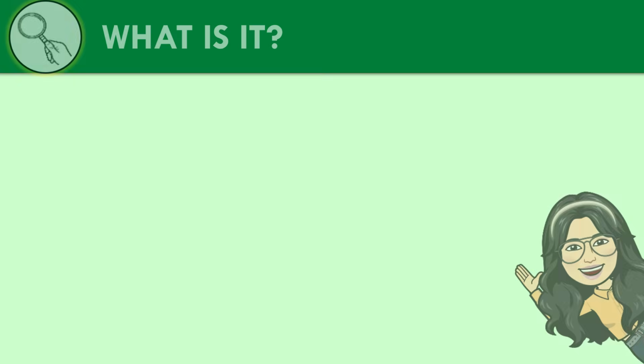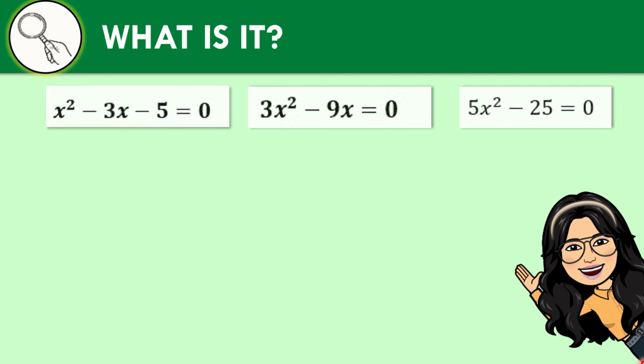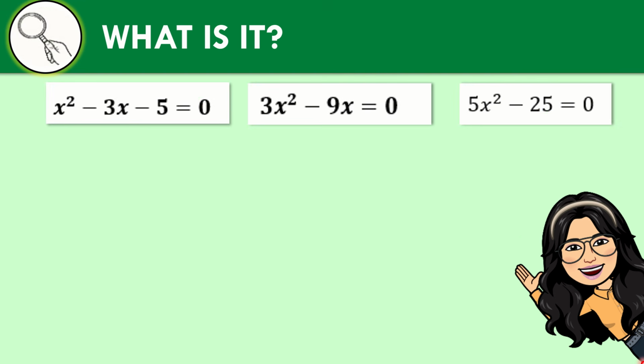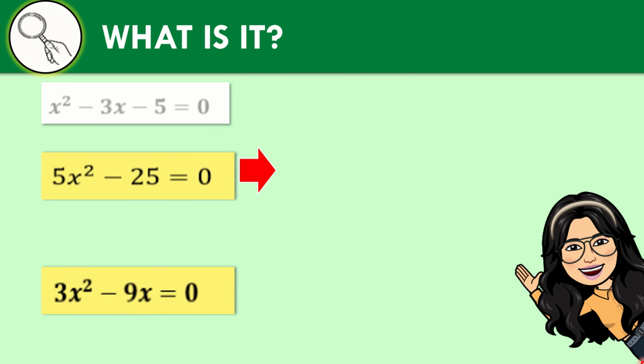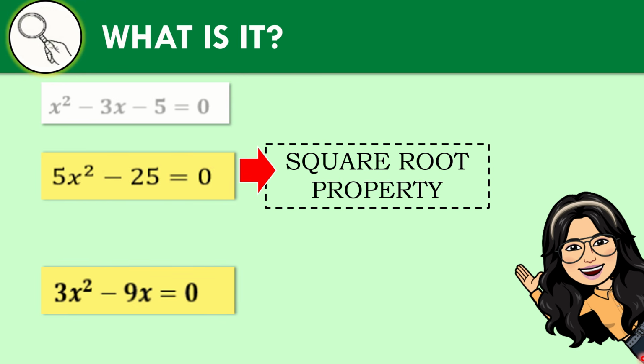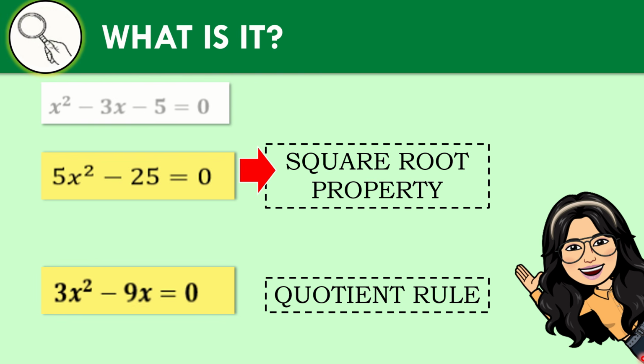Looking back at our examples, since the first example here is already in standard form, we do have a different method for that. Now, for this video presentation, let's focus on the second and the third example right here. So how do we solve something like this? We can use the square root property. Yes, you've heard it right. It's the square root property. Now, how about the third example? You can use the quotient rule. Correct. You will use the quotient rule.